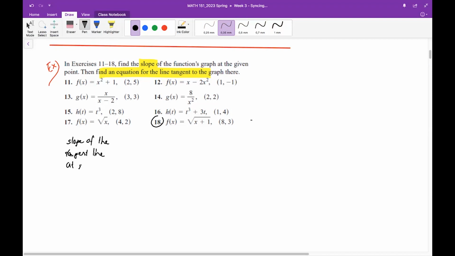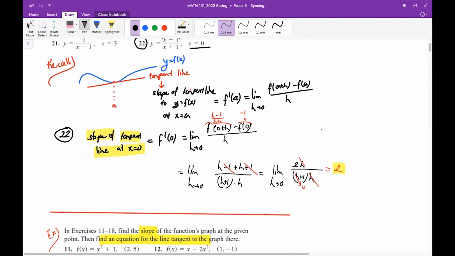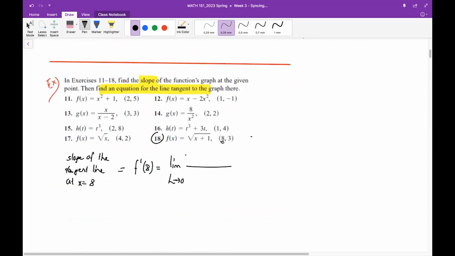At x equals, you see the point is given as 8. Okay, how do we compute that? This slope is the first derivative evaluated at the point 8. So the limit definition goes like, as h goes to 0, instead of a here, I will insert 8, right? f of 8 plus h minus f of 8, divided by h.